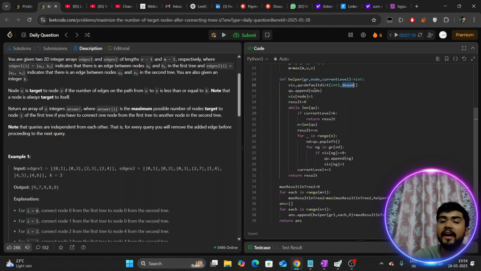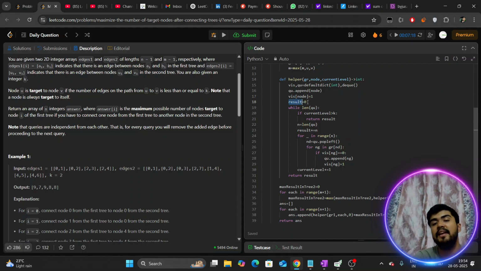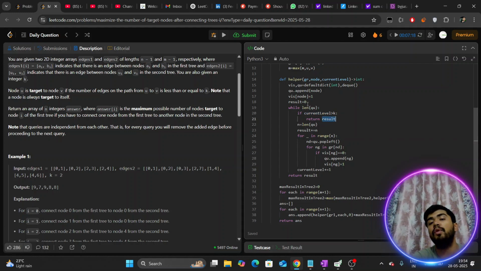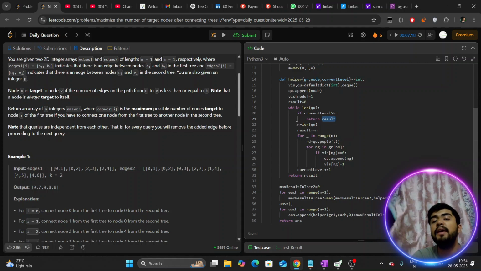Now on the queue we append the current node that is coming to us, and we mark this current node as visited, and we initialize our result to 0. And now we are doing the standard level order traversal. While len of Q, if the current level is more than k, because we have the liberty to go at max to level k, then you don't have the liberty to go further. Return the result you have calculated. And if not, then give me n.